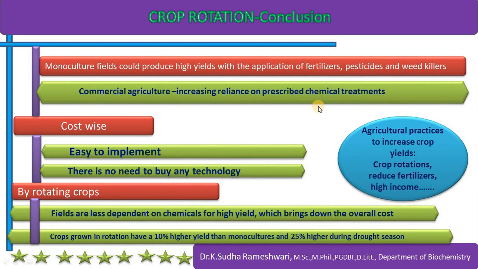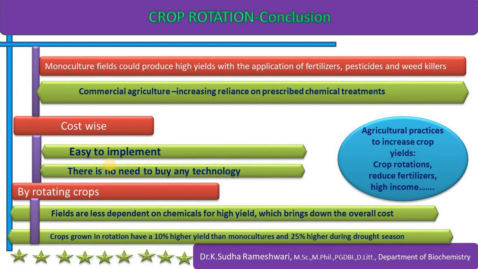A growing consumer demand for organic goods has farmers avoiding chemicals altogether and instead relying entirely on crop rotations to maintain production. Cost-wise, crop rotation is easy to implement because there is no need to buy any technology, and by rotating crops, fields are less dependent on chemicals for high yields, which brings down the overall cost. Unfortunately, there is little understanding of crop rotation.